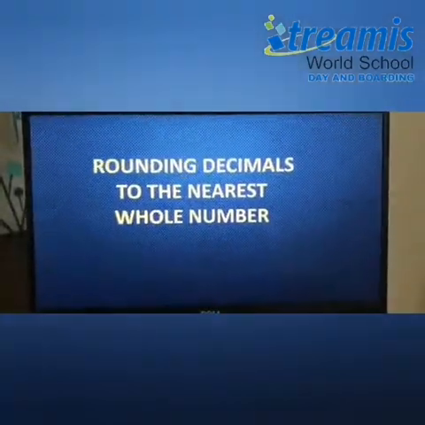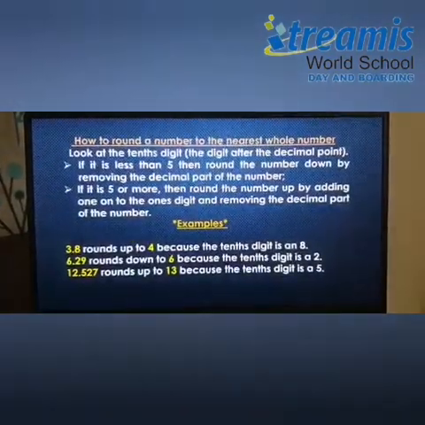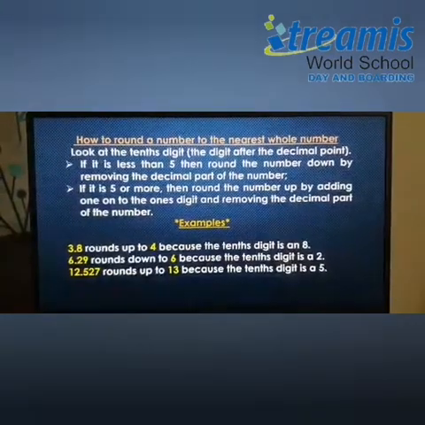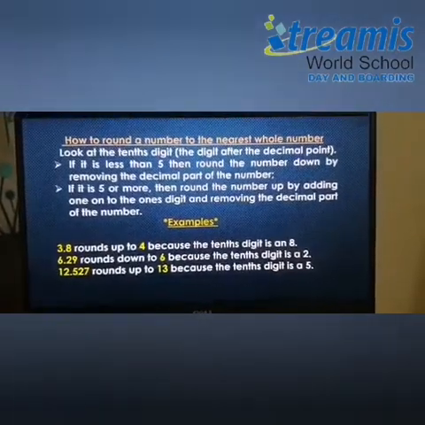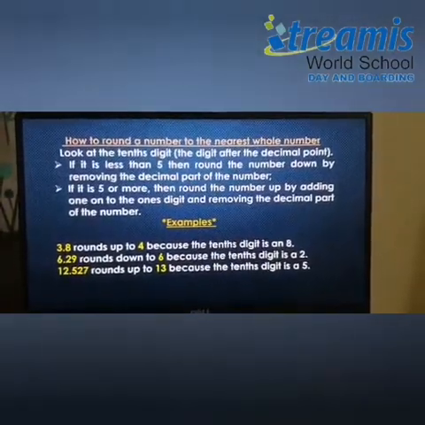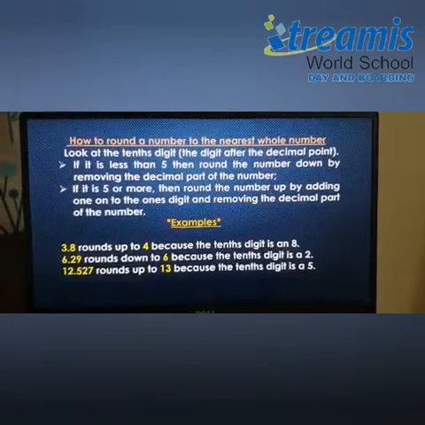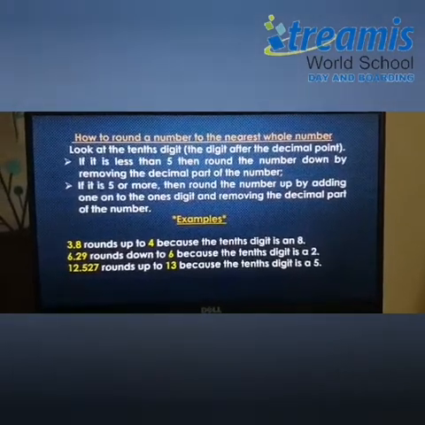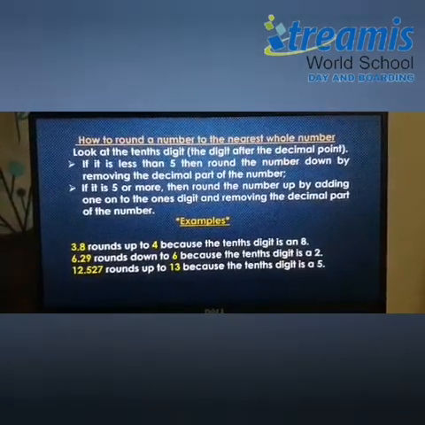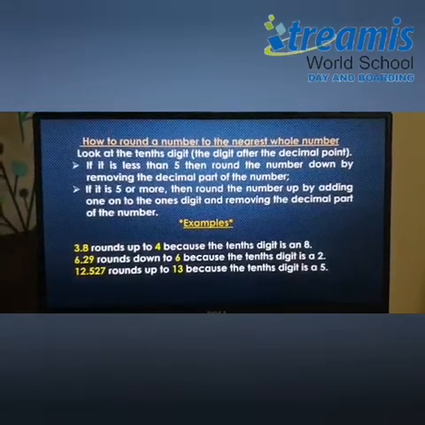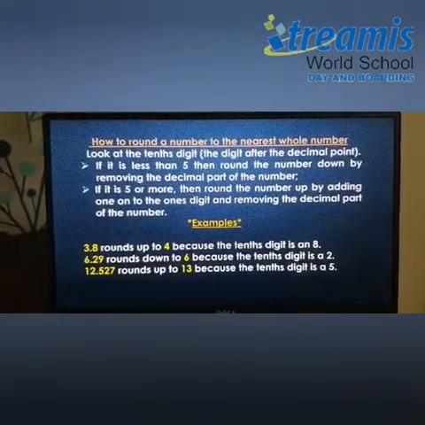So now let's start with rounding decimals to the nearest whole number. How to round a number to the nearest whole number? Look at the tenths digit. The digit after the decimal point is called the tenths digit. If it is less than 5, then round the number down by removing the decimal part of the number. If it is 5 or more, then round the number up by adding 1 onto the ones digit and removing the decimal part of the number. So as you can see in the examples, 3.8 rounds up to 4 because the tenths digit is an 8.